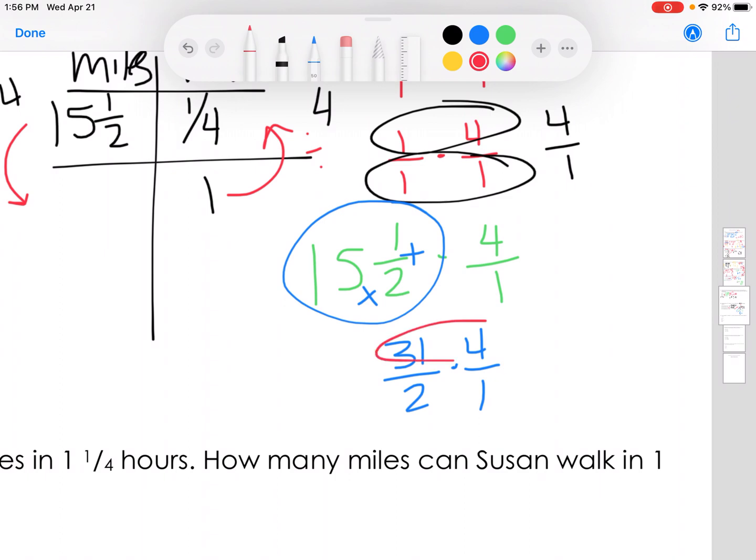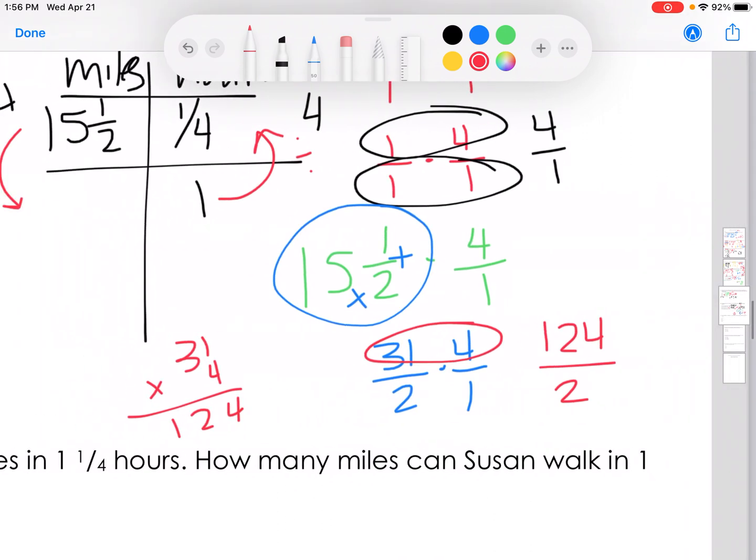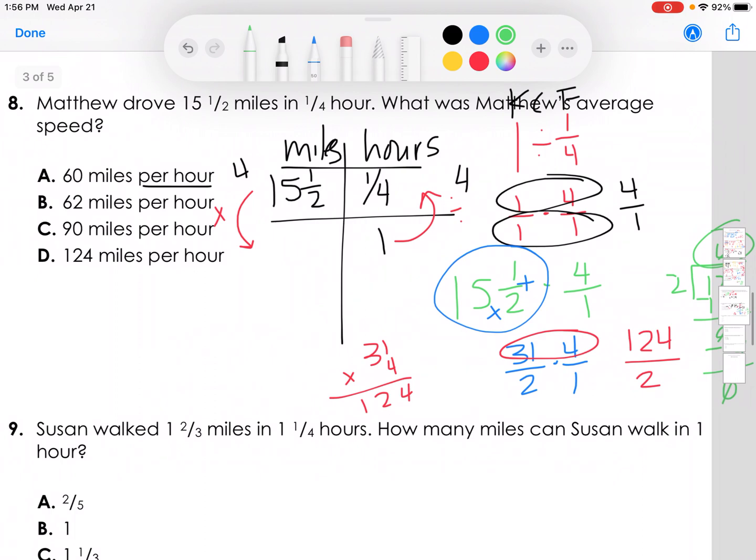From there, I'm going to multiply across. So 31 times 4 is 124 divided by 2. So then if I wanted to, I could do a 124, put my 2 here. 2 goes into 12 6 times. I have 4 left over. 2 goes into 4 2 times. 2 times 2 is 4. And I get 0. So 62 miles per hour.